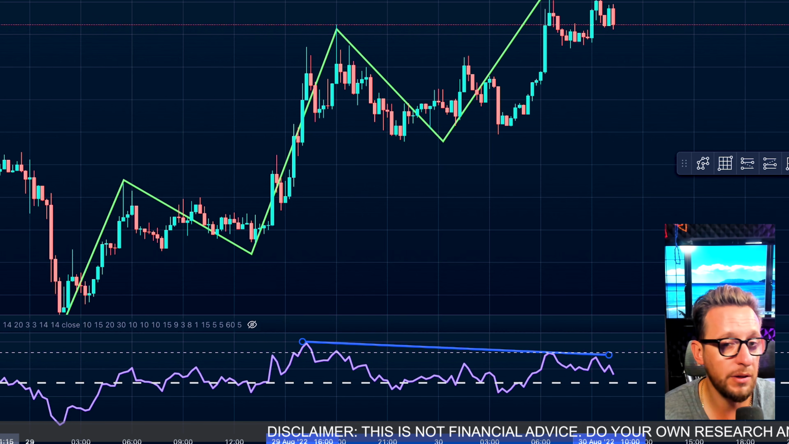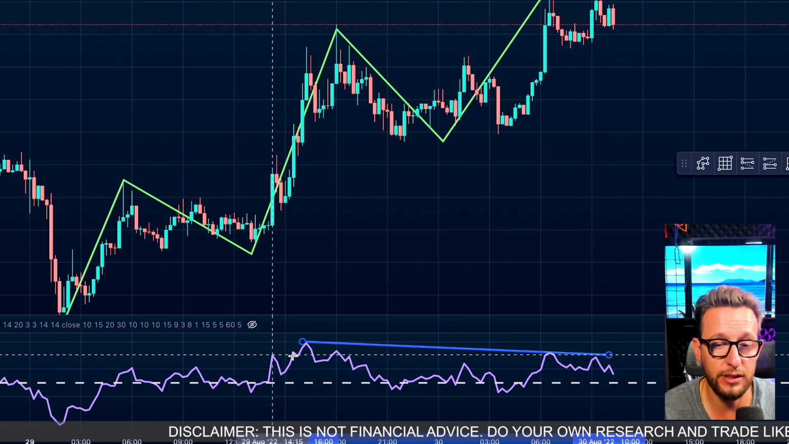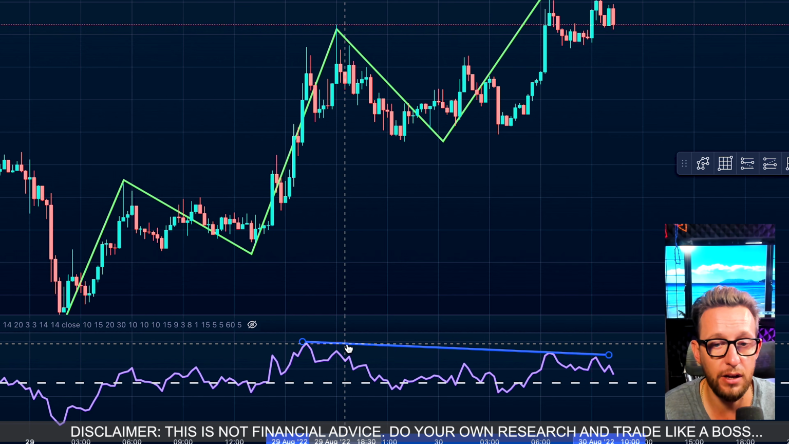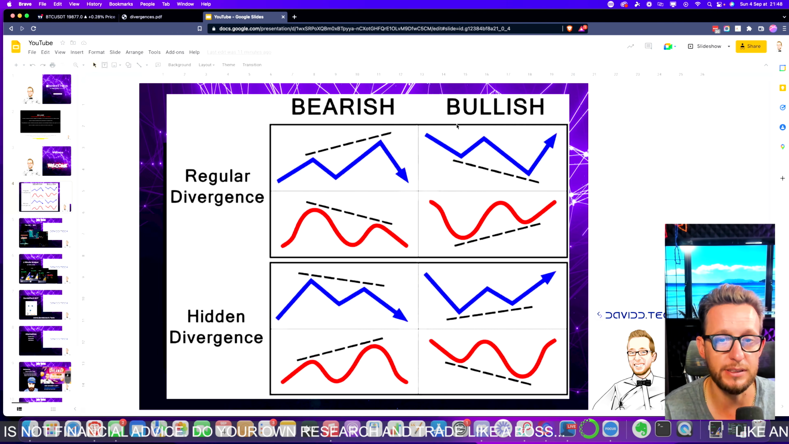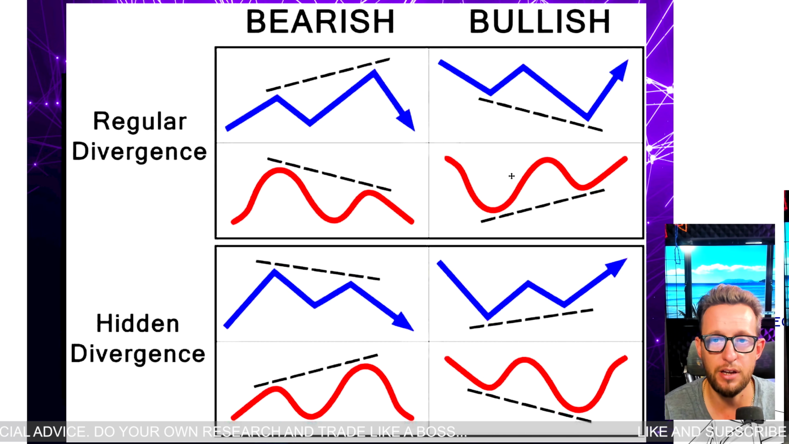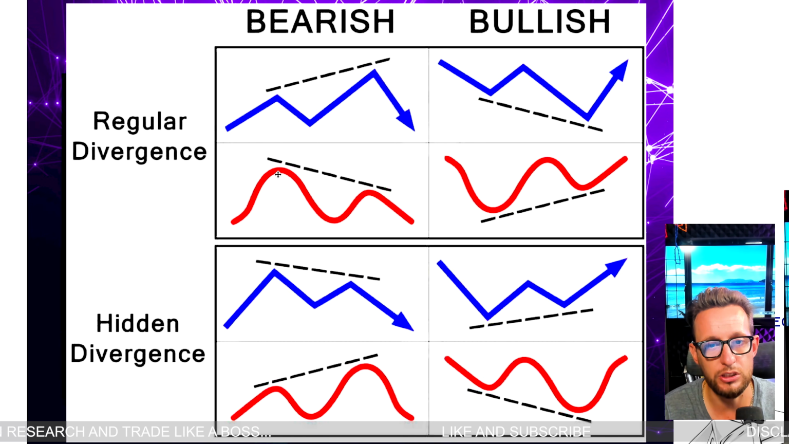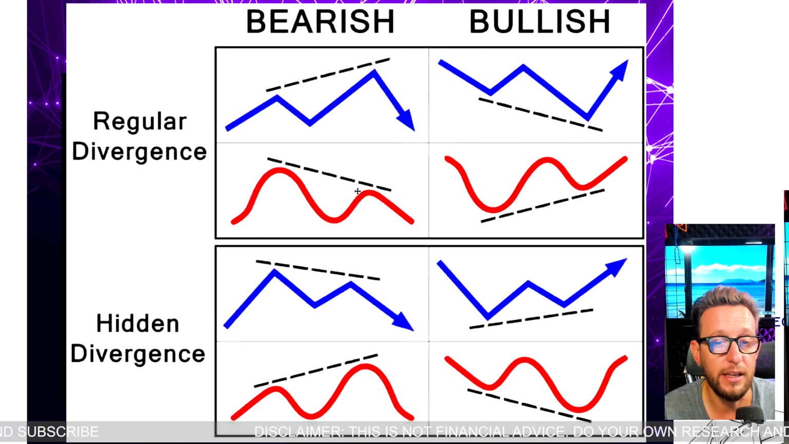That is actually a bearish regular divergence. We also have other divergences, as you can see here. Now, in this representation I found on the internet, we have bearish divergences like the one that I just showed you, where you have the red line being the RSI and the blue line being the price action. So we're creating new highs, and we're actually creating lower highs here on the RSI.